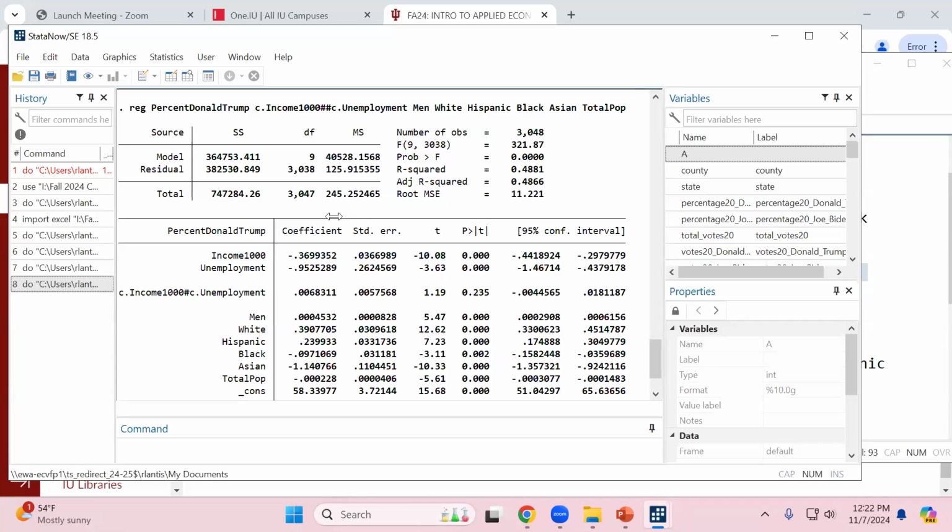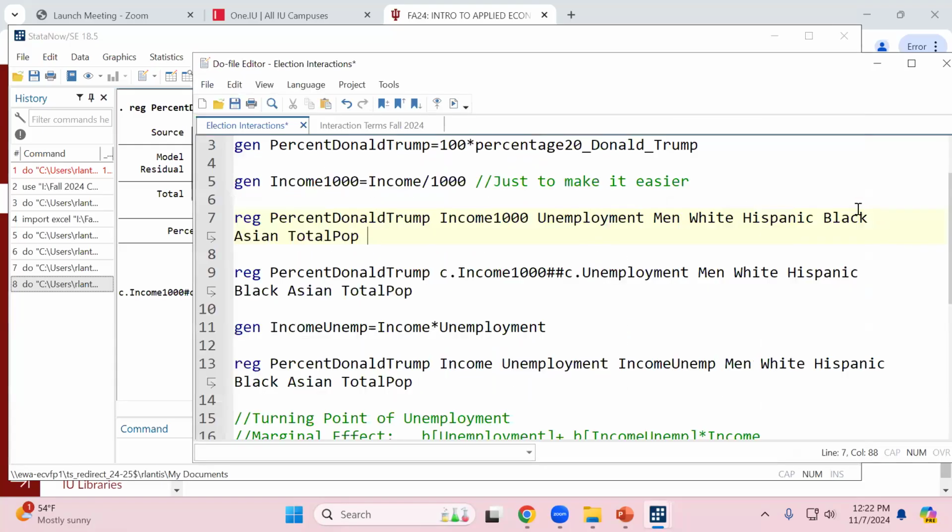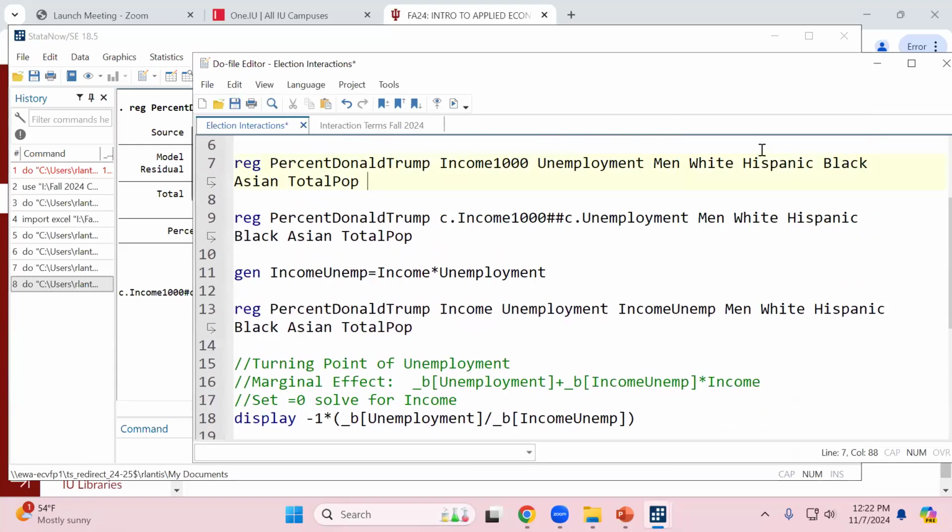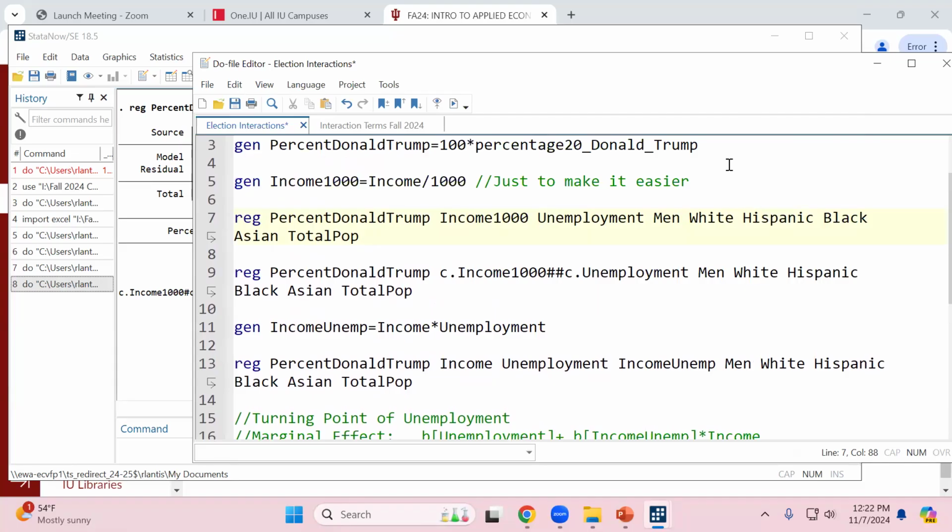this, all right? So the unemployment that represents our turning point would be negative the coefficient on the income term, divided by the coefficient on the interaction term. So here we would have negative times negative 0.37 over 0.007. Oh, so this is my unemployment. I forget what this is off the top of my head. We're going to look at it here in a little bit.